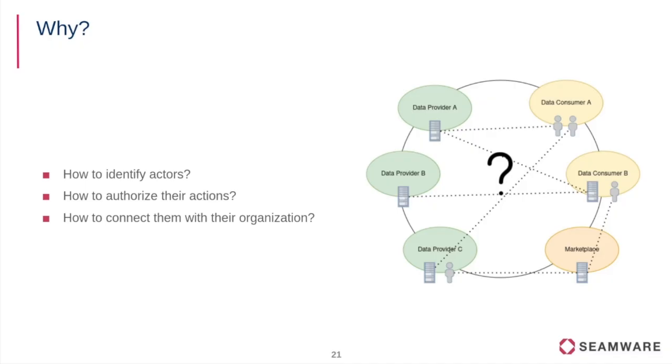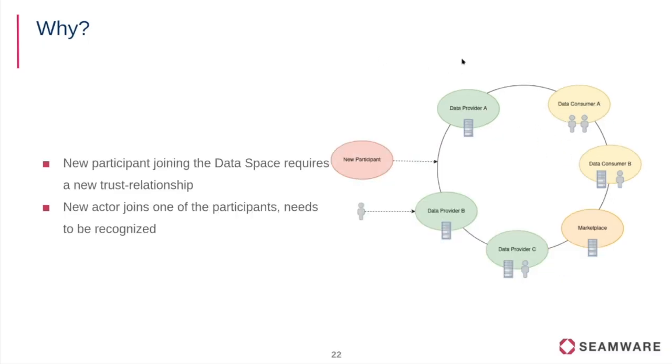And how do we connect them with the organization? So some client does connect to me. How do I know that this client is part of a certain organization, in this case, for example, organization consumer A? In order to do that, we need some mechanisms, some identity and access mechanisms.